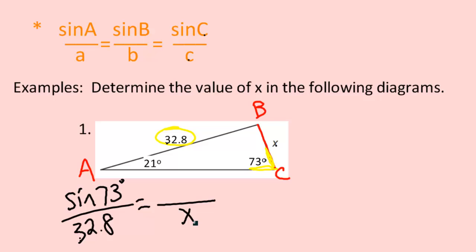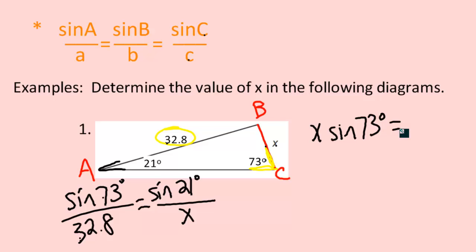The angle that goes with this side, or is across from or opposite that side, is angle A, which is a 21-degree measure. So I'm going to call this sine of 21 degrees. I now have my proportions set up, and I'm ready to cross multiply. X times sine 73 degrees is equal to the other cross product, 32.8 sine 21.